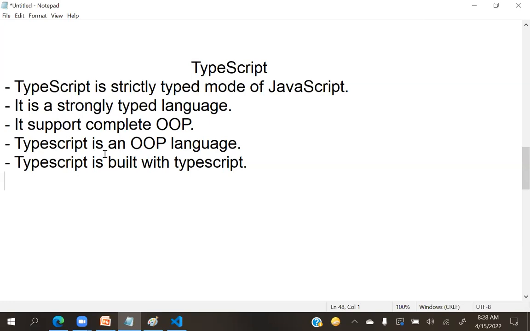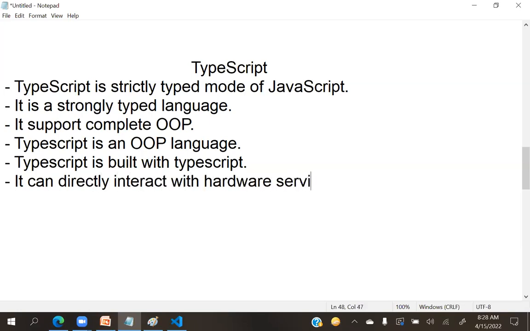But TypeScript is completely built with TypeScript. That means it can directly interact with hardware services and the operating system. That is very great. Remember one point, TypeScript is not developed for Angular. You are learning it for Angular, but don't think that TypeScript was designed for Angular. TypeScript can individually build very large scale applications.